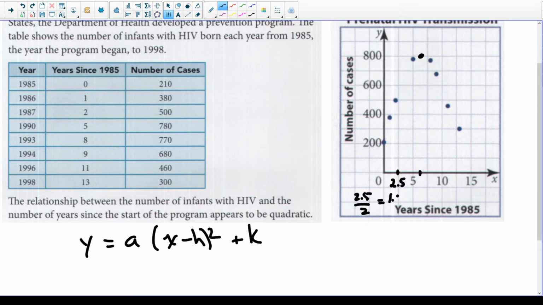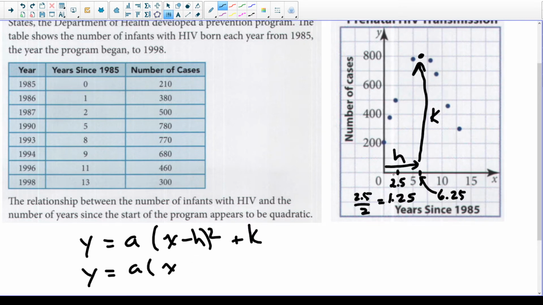Well, half of 2.5 is 1.25. So this point right here would be at 6.25. Okay? So we're saying that the parabola's vertex moved over by 6.25 and up by 800. So this is our k value, and this is our h value. So if I substitute that h value in there, remember if it's moving right, inside the bracket it should be negative, so that's going to be negative 6.25 squared, and then plus 800.